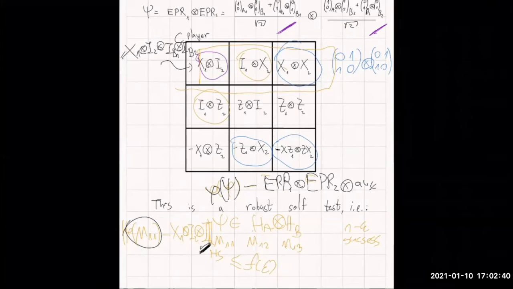And the Magic Square game has this property. My claim is that the only thing you need to know is the representations of the 2-qubit Pauli group, or otherwise the dihedral group with 8 elements product with the dihedral group with 8 elements. This is the only information you need to know for mathematics to prove that this game is robust.